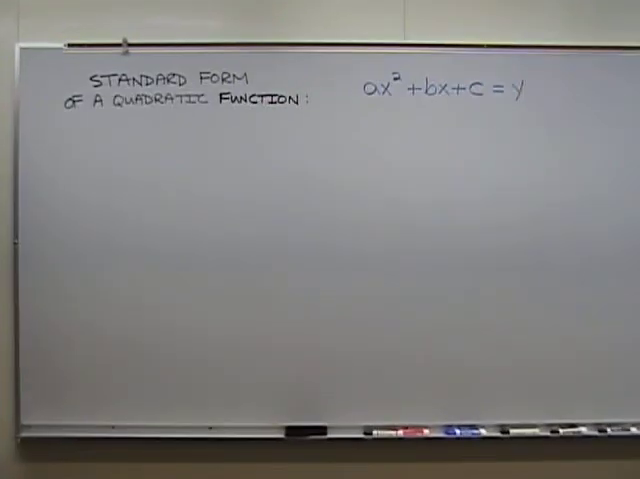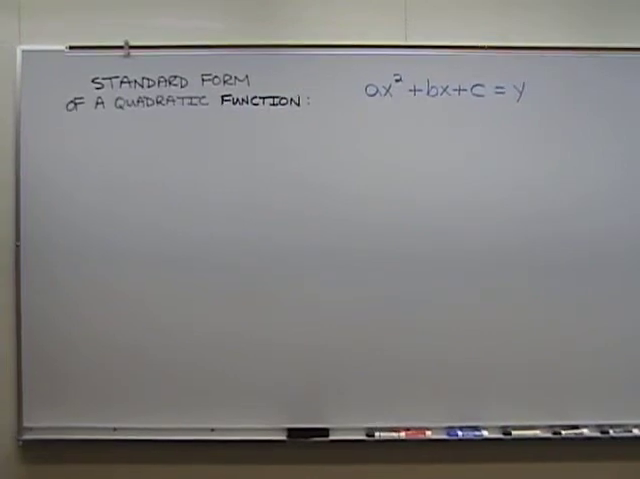Okay, we're going to start with the standard form of a quadratic function, which is ax squared plus bx plus c equals y. Now, since we're going to try and find the solution to this standard form, what we're going to do first is set the y equal to 0, because remember, when we're finding solutions, we're finding x-intercepts, and all x-intercepts have a y-coordinate of 0. So I need to first take the y out and put 0 in its place.